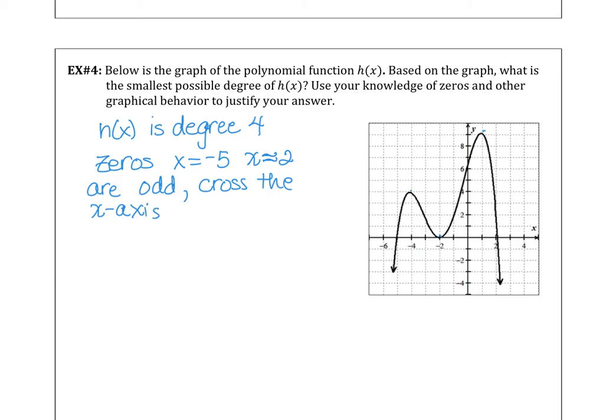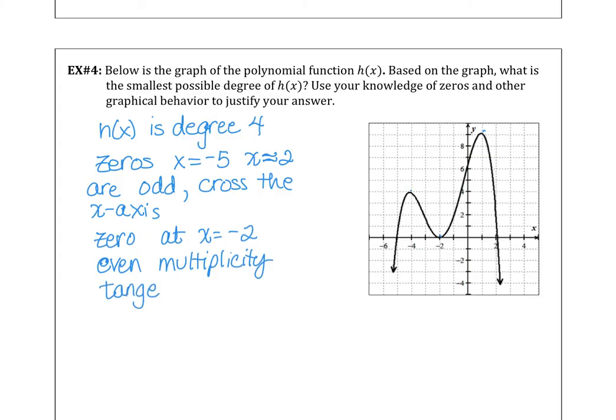But the zero at negative 2, it's got to be even because it's tangent to the x-axis. So we have even multiplicity, since it's tangent to the x-axis at negative 2, 0. We got the sum of the multiplicities. That's how we know the degree is 4, if we add the multiplicities of the zeros.